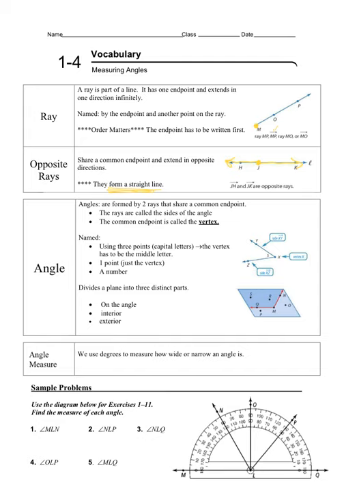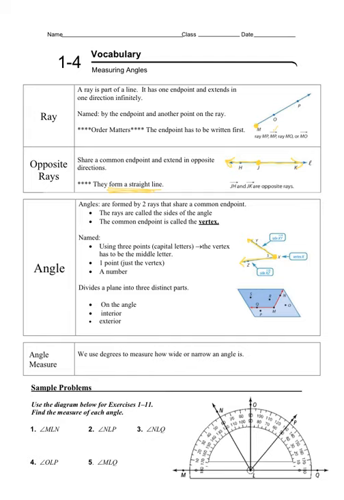Now that takes us into angles, which is what this lesson's about. So angles are just formed by two rays that share a common endpoint. The rays are called the sides of the angle, and the common endpoint is called the vertex. So if I look at this picture, we can see that X is the vertex, and the sides would be ray XY and ray XZ. So those would be the sides of my angle.